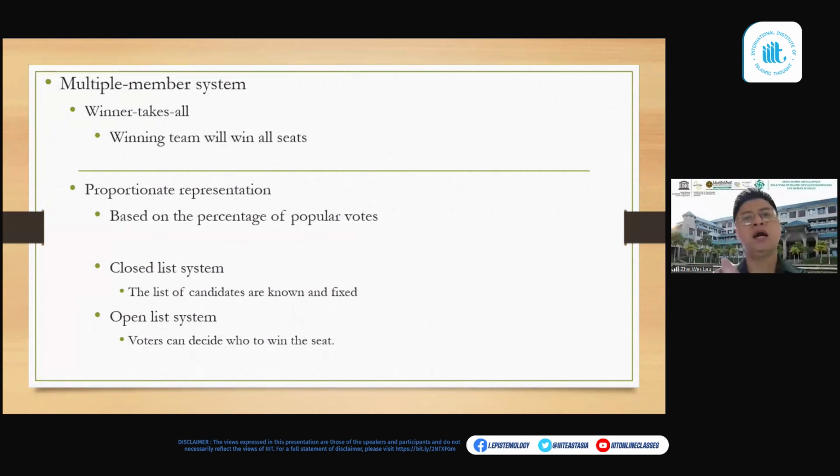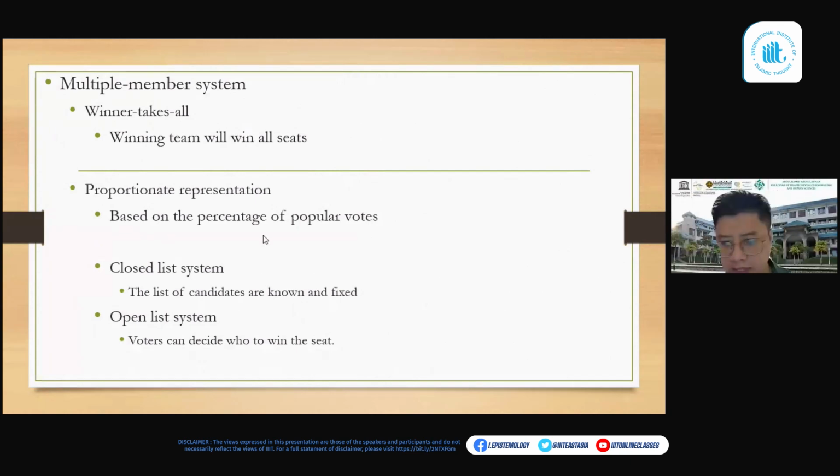All right. Another way is proportionate representation. This is more commonly used. The reason is it is more fair, in the sense that the number of winning seats tallies with the percentage of votes that you get. Meaning there are 200 seats. You gain 30% of the votes, meaning you get 60 seats, because 30% of 200 seats is 60. So the number of votes that you get converts into the number of seats that you get. All right, this is the general principle.